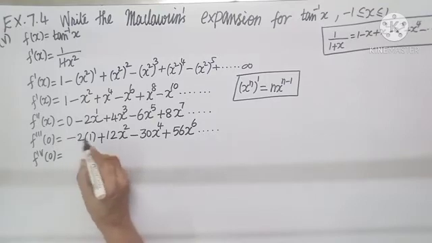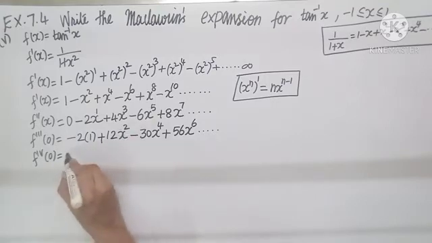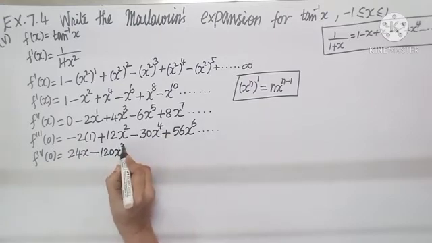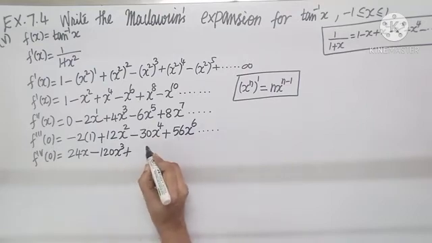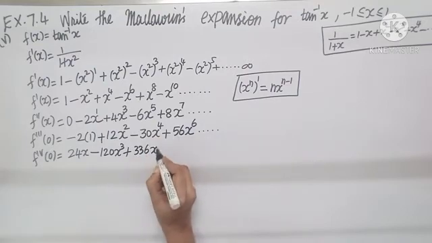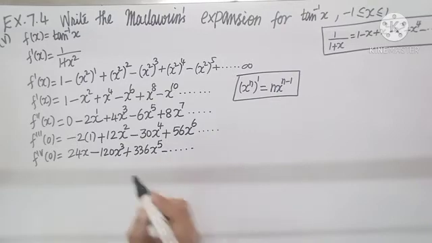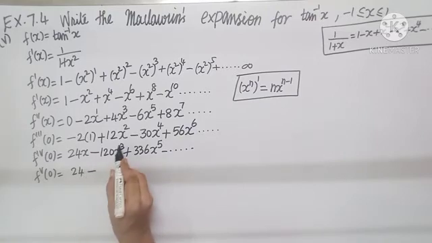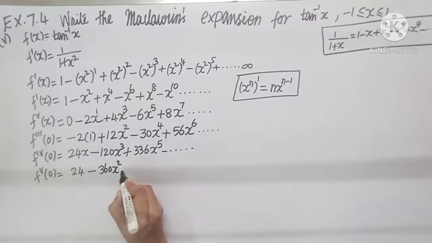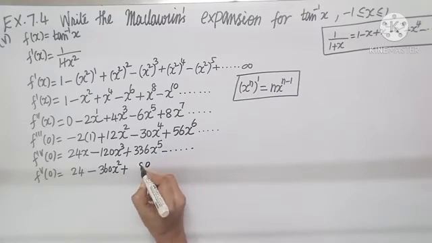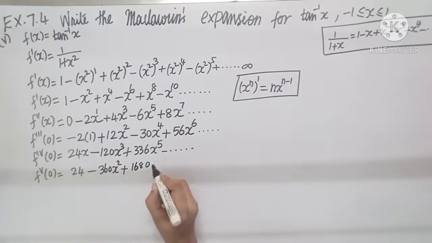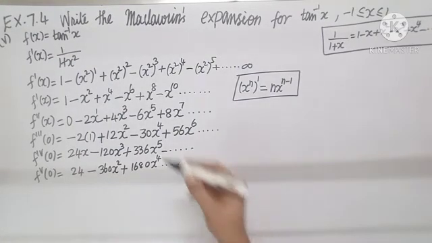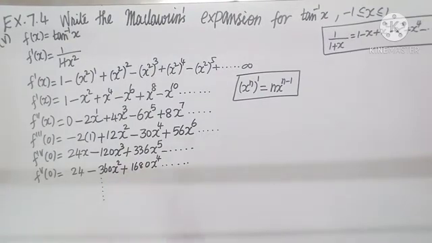minus 2 will become 0. 12 2s are 24x minus 120x cube. 6 into 56, 336 x power 5 and so on. The next derivative, 24 minus 360 x square plus 1680 x power 4 and so on. As we know, around 5 derivatives, we can put and so on.